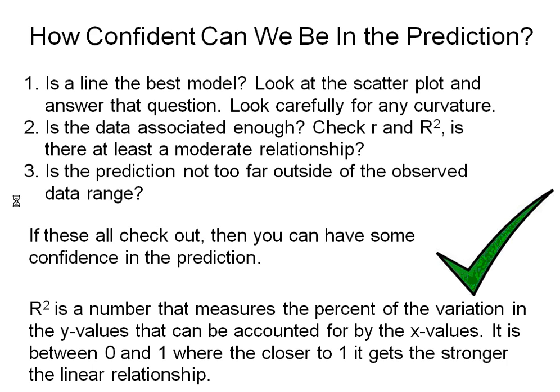And finally, R squared. What is R squared? Well, it's similar to R. It tells you how strong of a relationship you have. It does actually tell you a little bit more. It tells you the percent of the variation in your Y's that can be accounted for by the changes in your X values. It's a percentage. It's only between 0 and 1. And as the linear relationship gets stronger, it gets closer to 1.